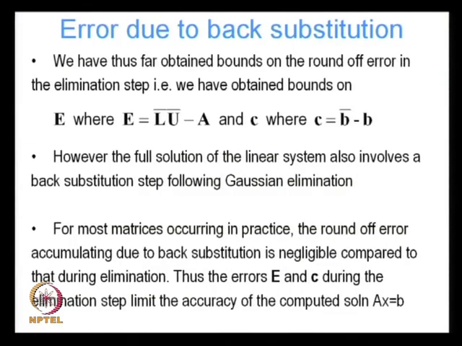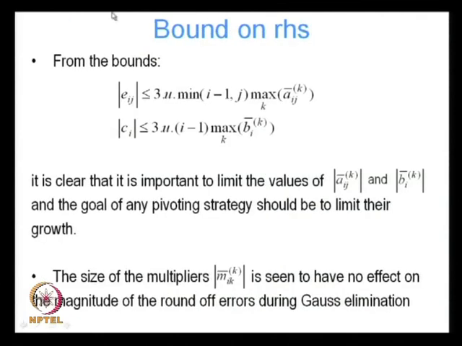We have thus far obtained bounds on the round off error in the elimination step, that is, we have obtained bounds on E, where E is equal to L bar U bar minus A. So, L bar U bar is the approximation to LU, LU is the exact decomposition of A. So, L bar U bar minus A is equal to E, right, that E matrix, and we have obtained bounds on the terms of the E matrix. Each term of the E matrix is Eij.